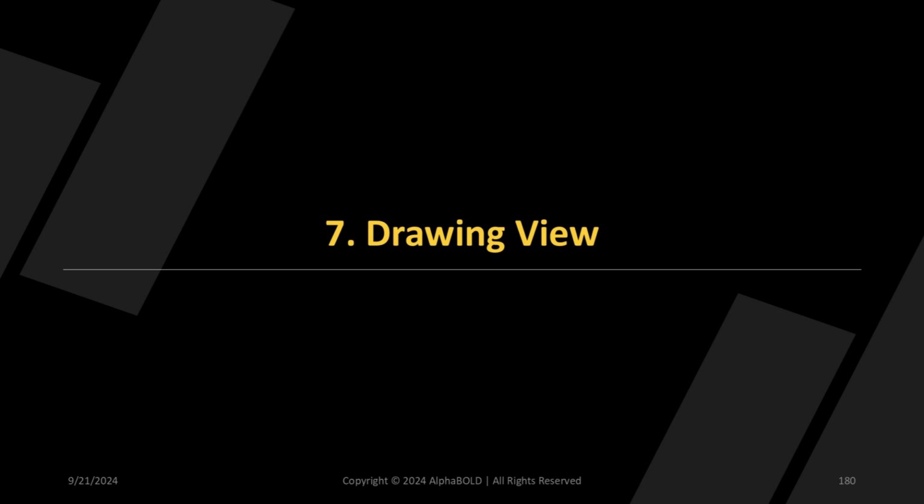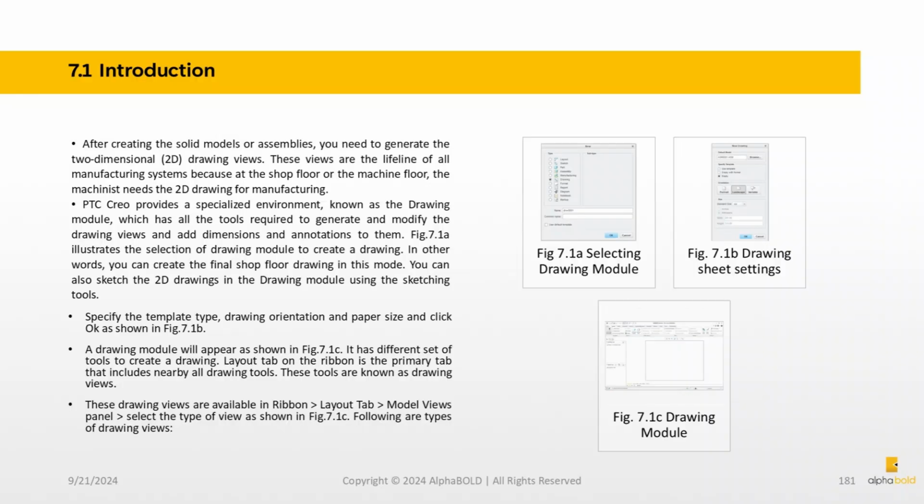Drawing view. After creating the solid models or assemblies, you need to generate the two-dimensional 2D drawing views. These views are the lifeline of all manufacturing systems because at the shop floor or the machine floor, the machinist needs the 2D drawing for manufacturing.